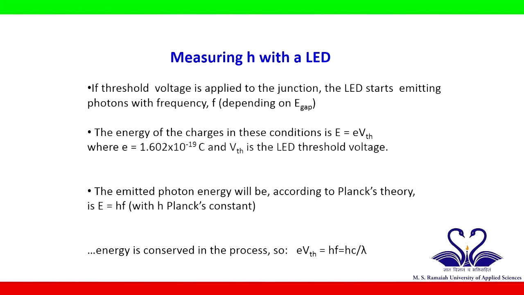By measuring the threshold voltages across the different LEDs and knowing the wavelengths of the emitted light, one can plot a graph of wavelength versus inverse of voltage. From the slope of the graph, Planck's constant can be determined.